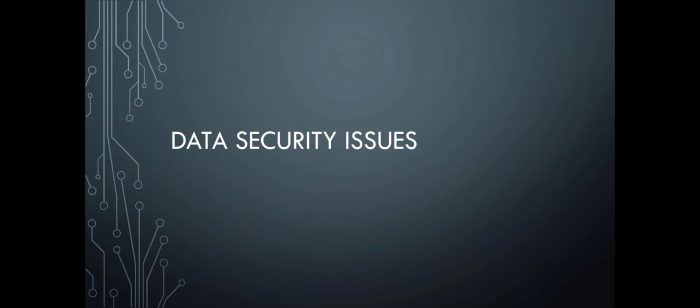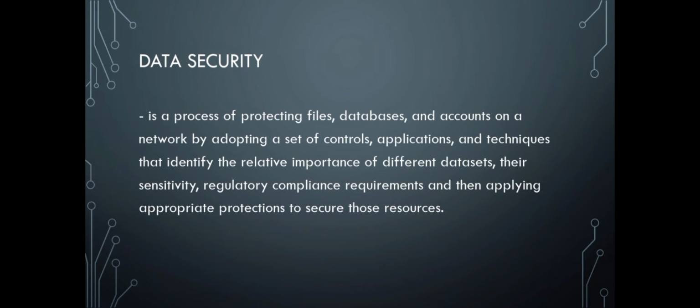Hello, we are Group 4 and today we are going to talk about data security issues. Data security is a process of protecting files, databases, and accounts on a network by adopting a set of controls, applications, and techniques that identify the relative importance of different datasets, their sensitivity, regulatory compliance requirements, and then applying appropriate protections to secure those resources.